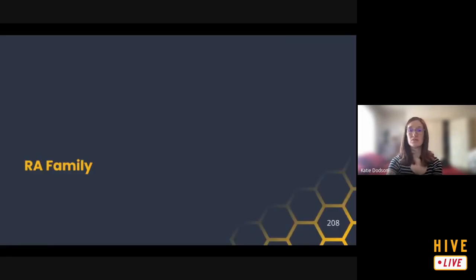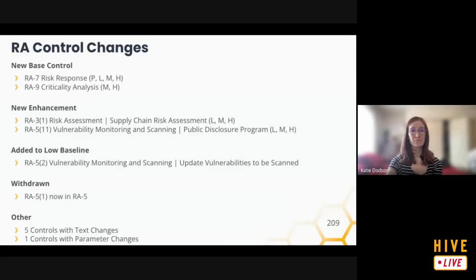And that's it. All right, so RA has two new base controls. So risk response, which impacts privacy low, moderate, and high, and criticality analysis, which impacts moderate and high. There are also two new enhancements that impact the low, moderate, and high baselines. So supply chain risk assessment and public disclosure program.